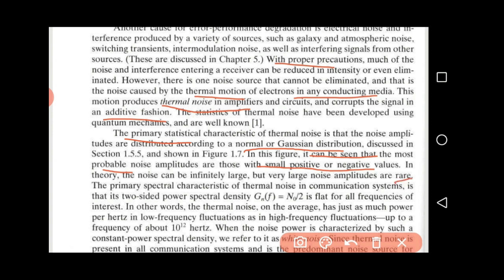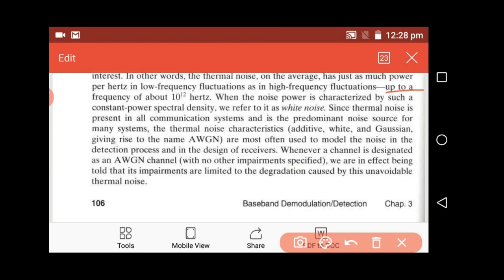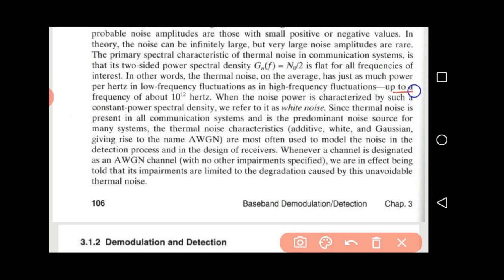The primary spectral characteristic of thermal noise in a communication system is that its two-sided power spectral density, Gn(f), equal to N0 by 2, is flat for all frequencies of interest. In other words, the thermal noise on the average has just as much power per hertz in low frequency fluctuations as in high frequency fluctuations, up to a frequency of about 10 to the power 12 hertz. When the noise power is characterized by such a constant power spectral density, we refer to it as white noise.